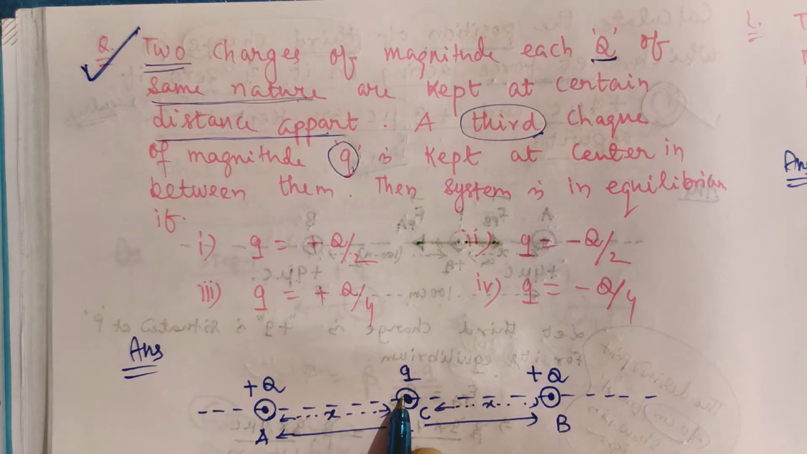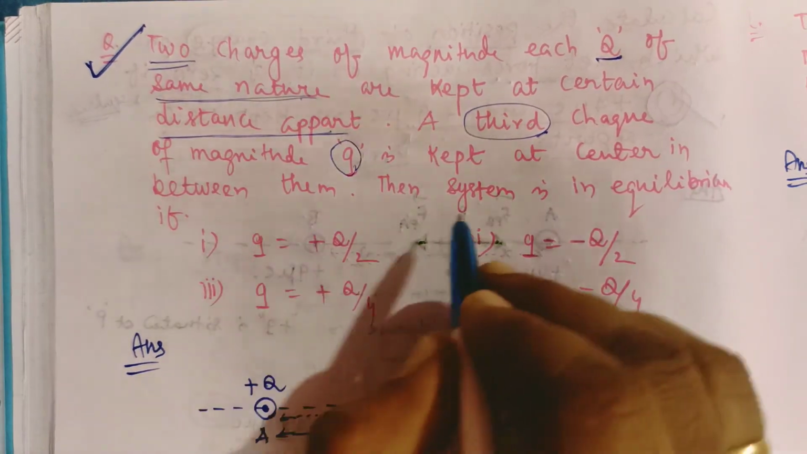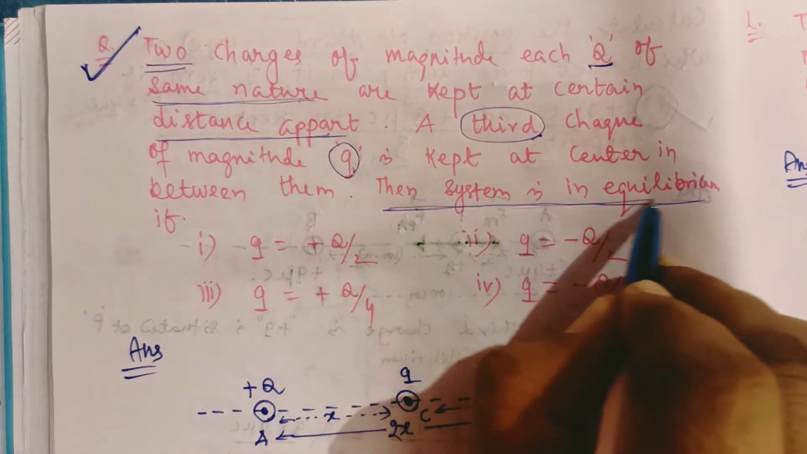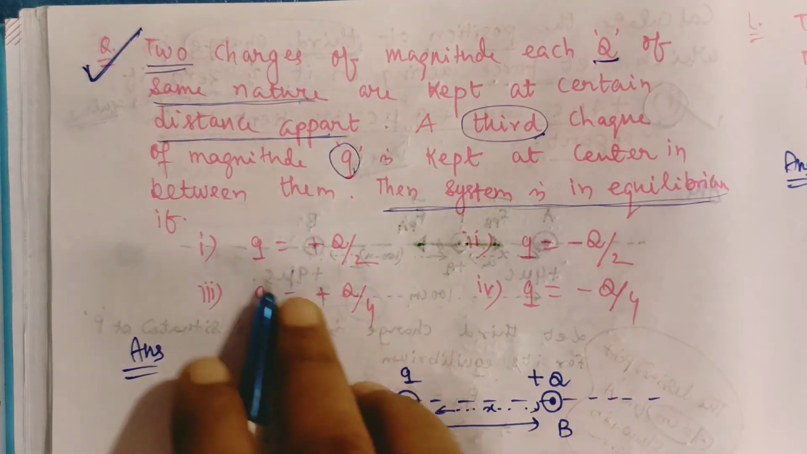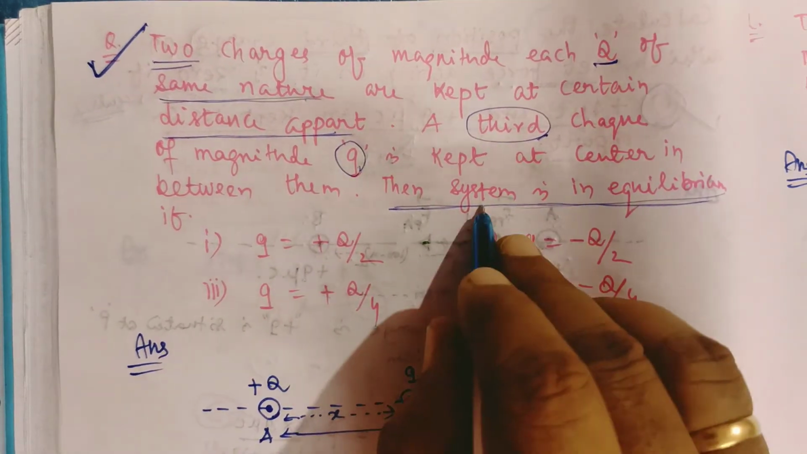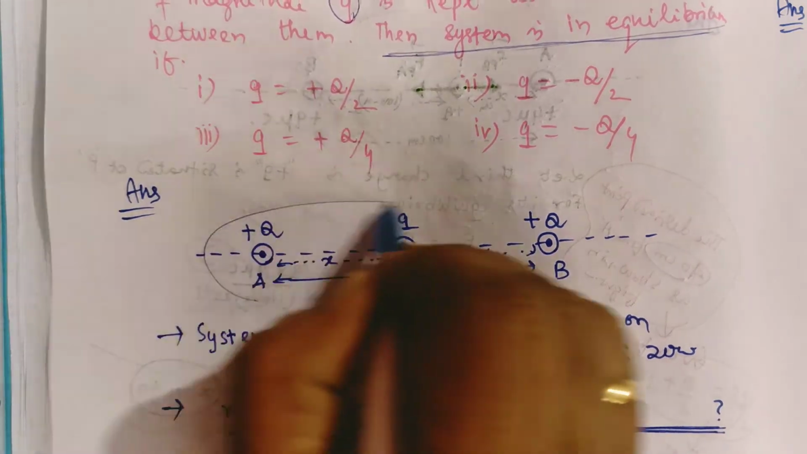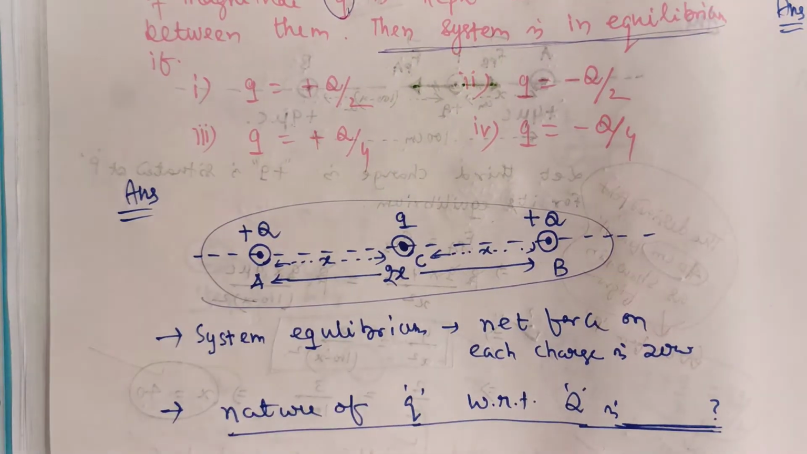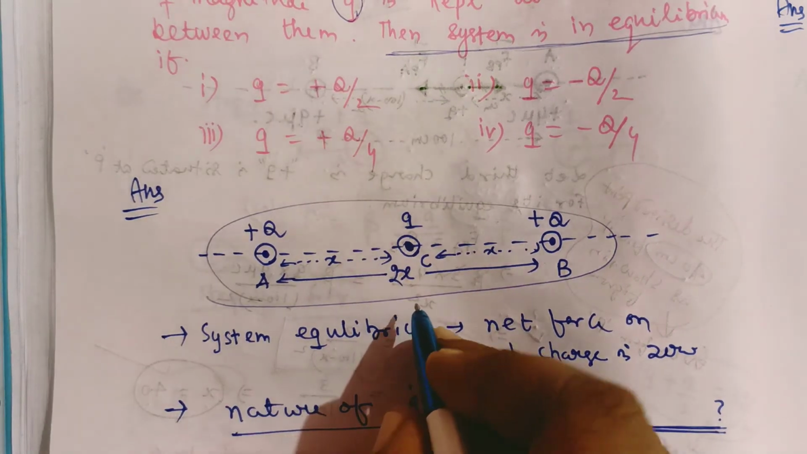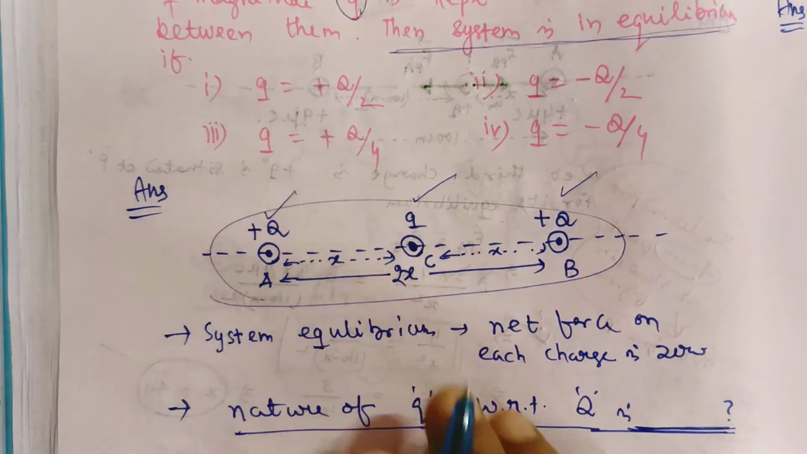That we know from the previous problem. But what question is asked here? Then the system is in equilibrium. A new sentence: for the system to be in equilibrium, which choice is correct? Before going to the answer, first you see, system in equilibrium means what? Here system means all these three. This is known as the system. System is in equilibrium means the net force on each charge is 0. Net force on each charge is 0.